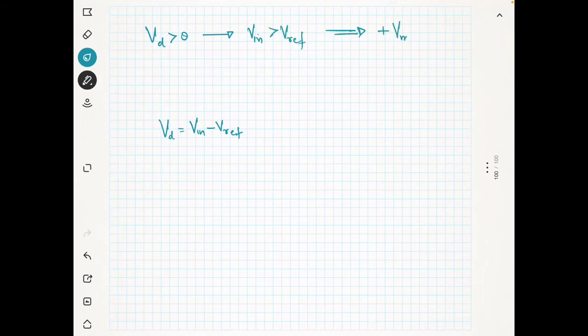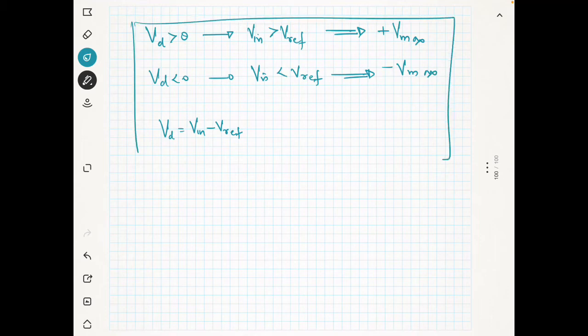So that means if Vd is greater than 0, what is Vd? We have the equation: Vd is equal to V in minus V reference. So Vd greater than 0 means V in is greater than V reference, then the output will be plus V max. Vd less than 0 means V in is less than V reference, and my output will be minus V max. Okay, so that's it. So this is the output of the non-zero level detector. So we will see a circuit, then it will be very clear to you.